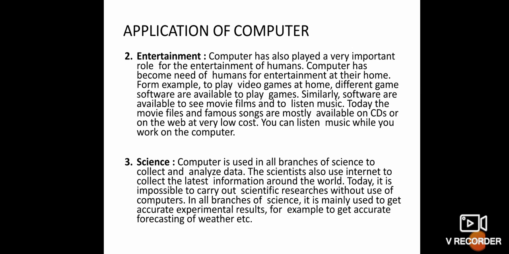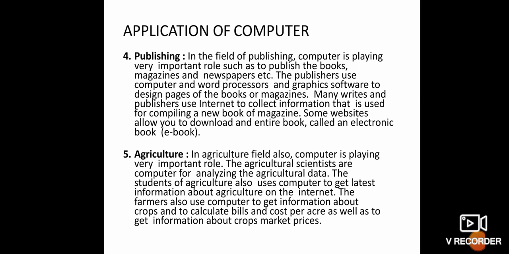In the science field, it is mainly used to collect and analyze data. The internet is giving so many ideas to various science fields, and it is mainly used to get accurate experimental results, like weather forecasting and so on. It is used in all the branches, like biotechnology and inventing medicines. We get all the information from the internet, and computers are used in all the fields.